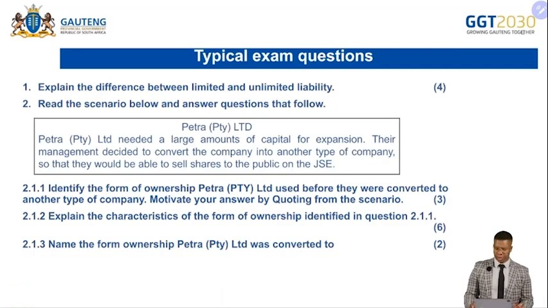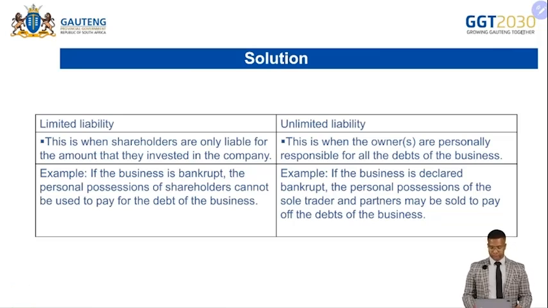Limited and unlimited, you should know that because it is part and parcel of the characteristics of all those forms of ownership. But let us look into the first aspect, which is the difference between the two. Limited liability is when shareholders are only liable for the amount they have invested in the company. As I said, with companies, private and public, shareholders would invest. If the company is bankrupt, there is no law that will force the shareholders to sell their personal assets to pay off the debts of the business.